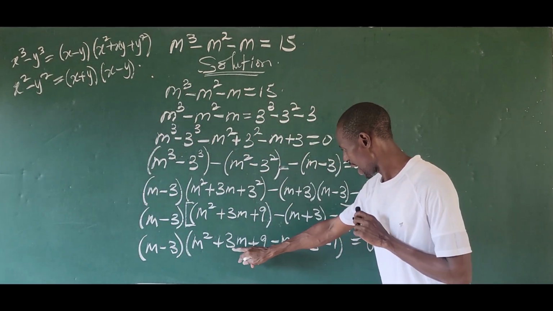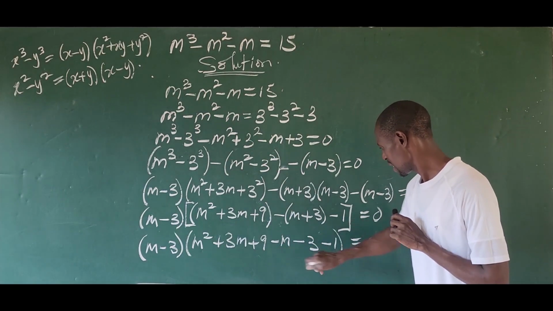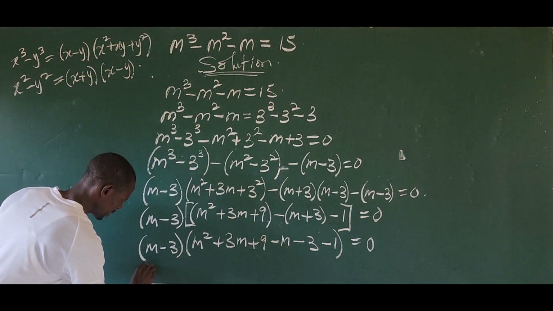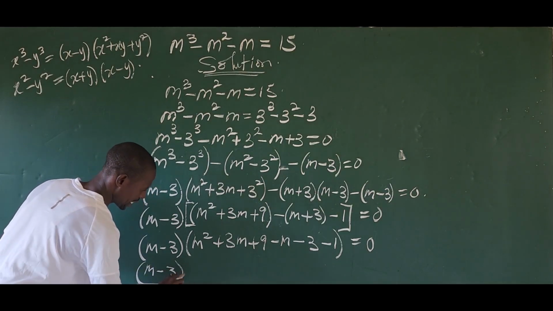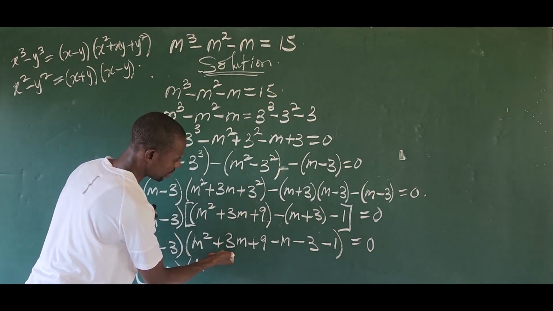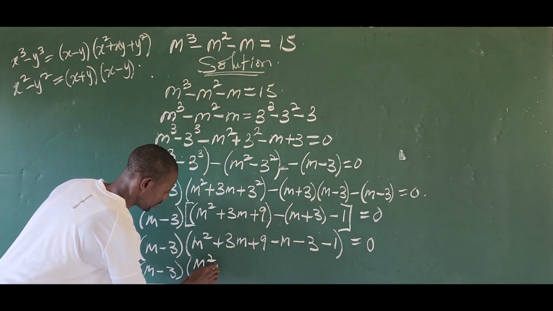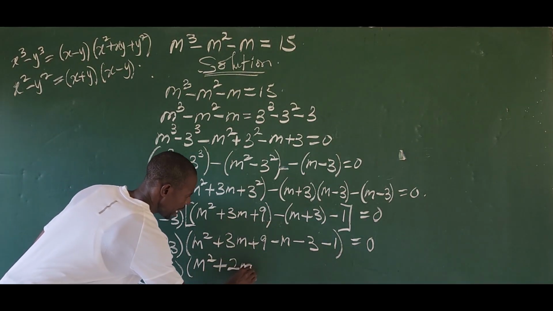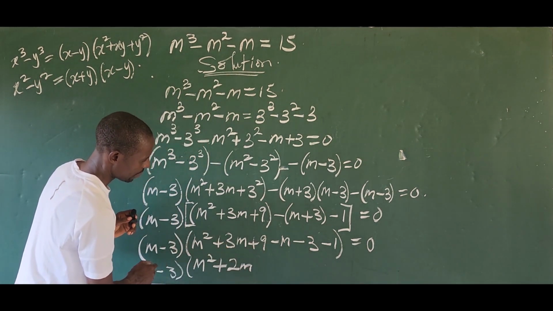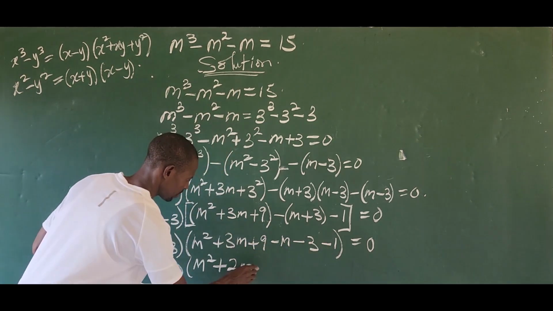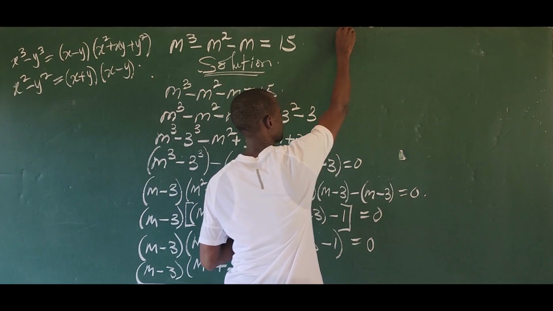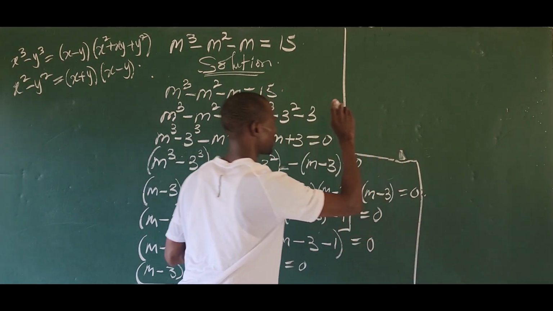Now we can add this and this, and this. If I add all this together, this is going to give us (m minus 3), then bracket. Here we have just m to the power of 2. So we have plus 3m minus m, which gives us plus 2m. Then plus 9 minus 3 gives us plus 6, minus 1 gives us plus 5. So we have here plus 5. Everything equals 0. So let's continue on this side.